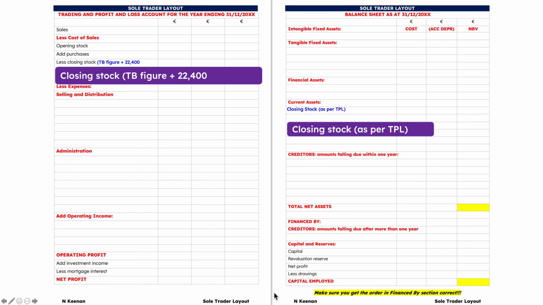So this is how it would look. So closing stock, we'd add the cost price of the goods back in the trading account, and then as well, obviously the closing stock in the balance sheet will be the same as the TPL. The sales will minus the 28,000, the selling price, and the debtors will minus the 28,000.